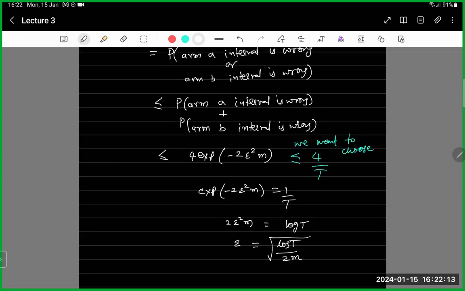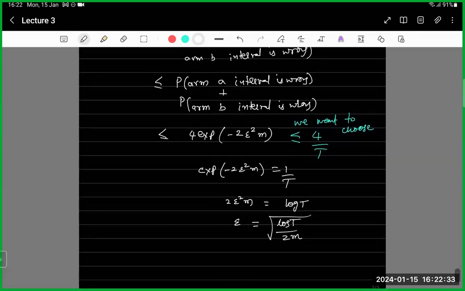Okay, so if we take this epsilon, then our bad event probability will be equal to 4 by t. Is this calculation correct? So if you choose this epsilon, which is root log t by 2m, then our bad event probability is 4 by t. Okay, so let's choose that epsilon. After m trials, the probability that your arms' intervals are wrong is decaying as 1 by t, correct?